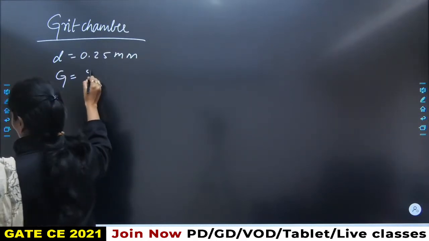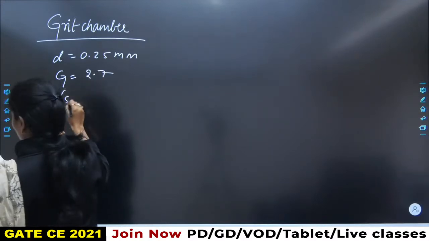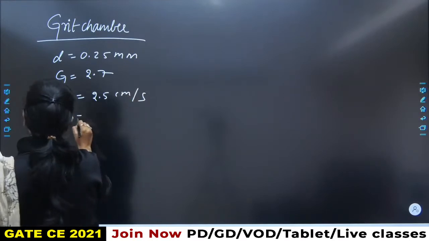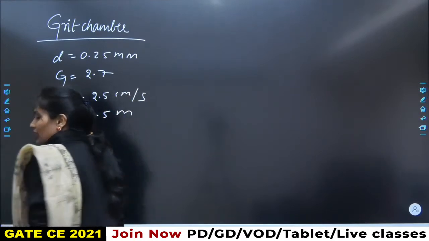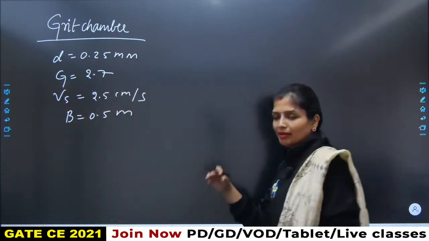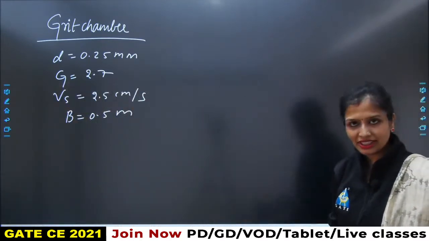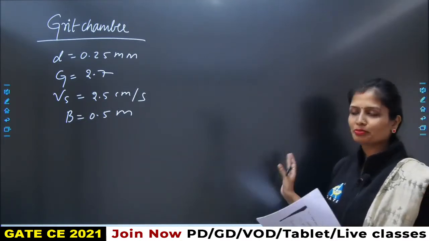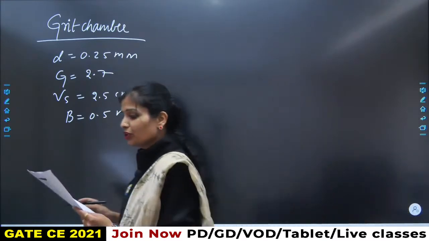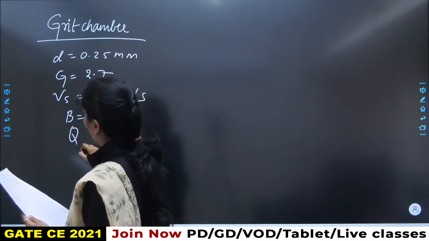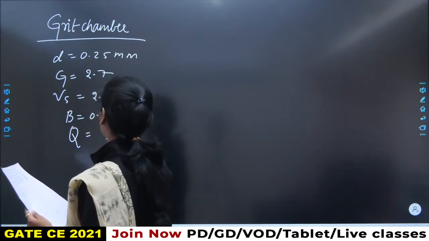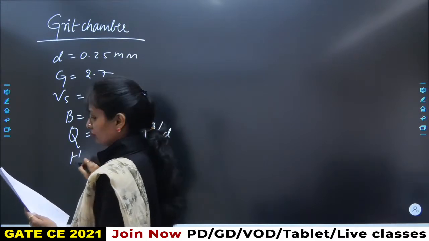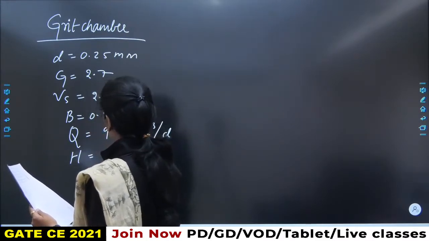Specific gravity is given to you as 2.7, terminal settling velocity is 2.5 centimeter per second, width is given to you as 0.5 meter. Told that a grit chamber possesses certain dimensions along with the settling velocity, the width of the chamber, the specific gravity of the particle, all is being mentioned to you. Now what have they told you? They have told that the discharge which is carried by this grit chamber is 9720 meter cube per day. Depth of flow is also mentioned to you as 0.75 meter.